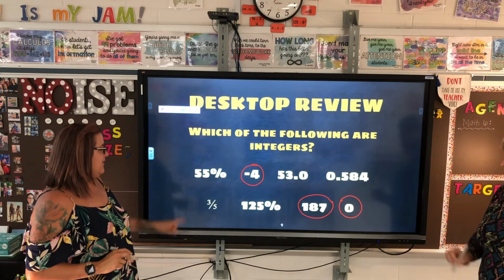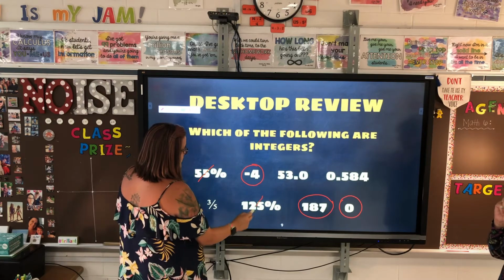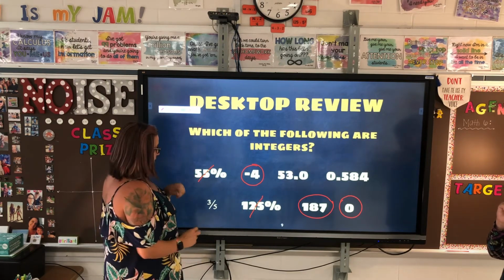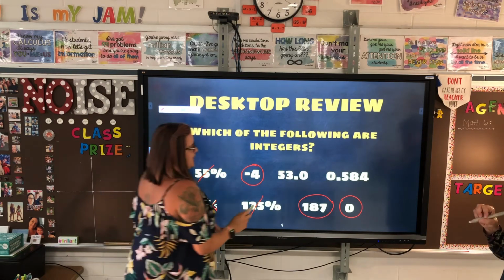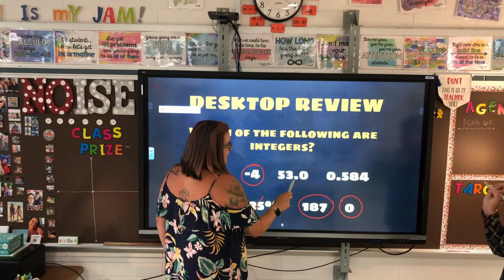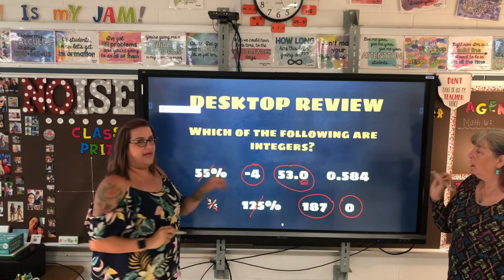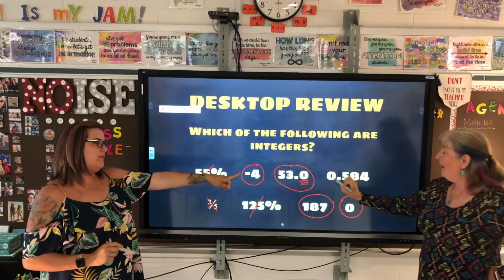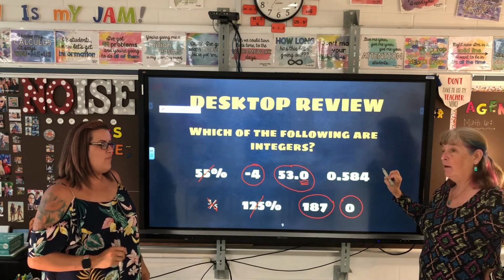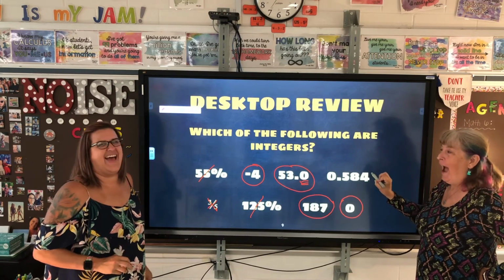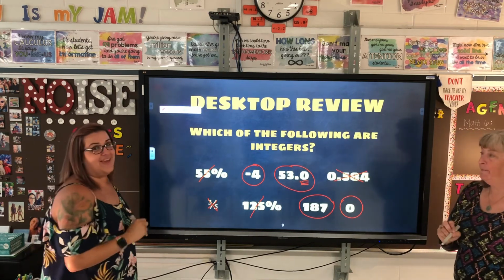Yep, and let's see, I have a 55%, so I know that's not. 125%, well, percents no, except for that rule breaker 100. And then I have this little fraction over here, so I know that's no. Now I have these decimals. 53 and nothing, right? There's nothing there. So 53 is an integer. What about that last little one? That last one starts with the 0, but it's 0 and 100 thousandths. So that is not an integer.